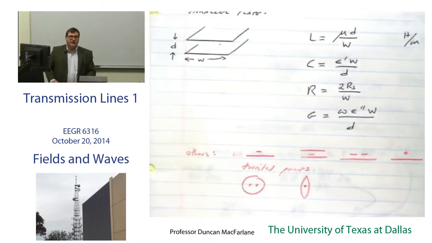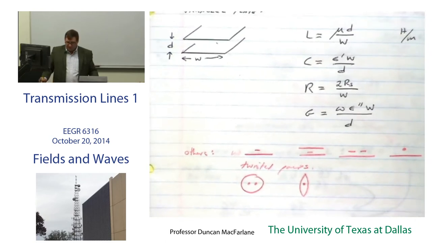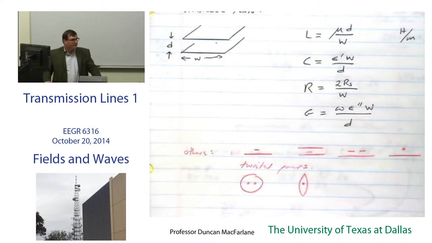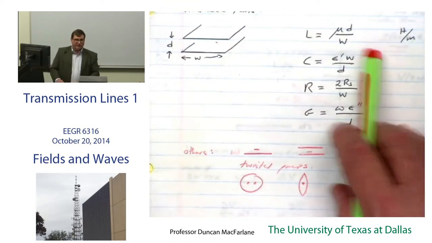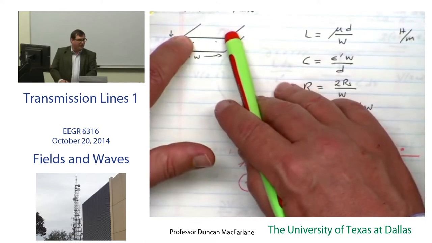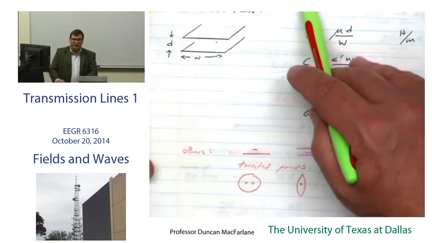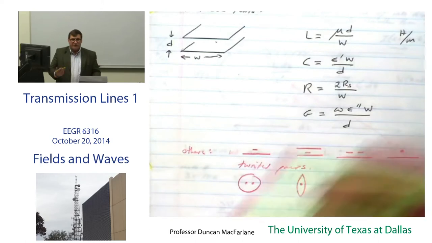Another example, and again, there are a million variations of geometry here, and I've picked a very trivial one, just two parallel plates, two parallel lines. This might happen a lot on a printed circuit board. There you'd be tempted to make one or more of a ground plane, or to sandwich one of them between two ground planes. Those are all variations on this.